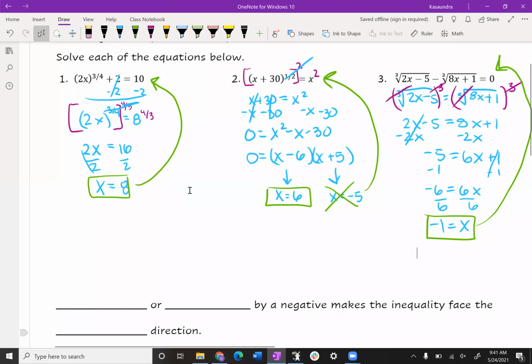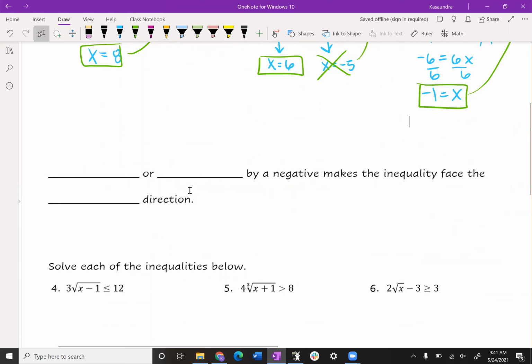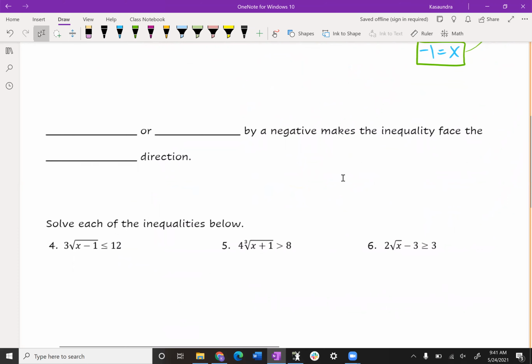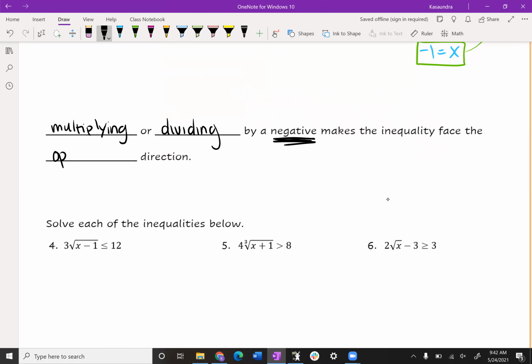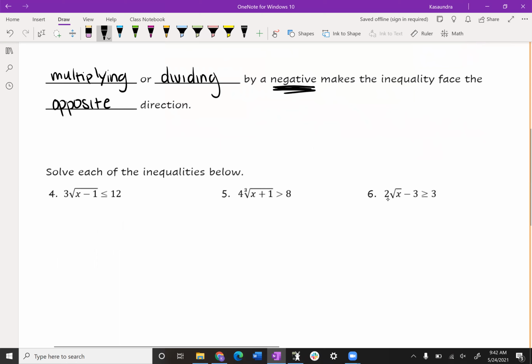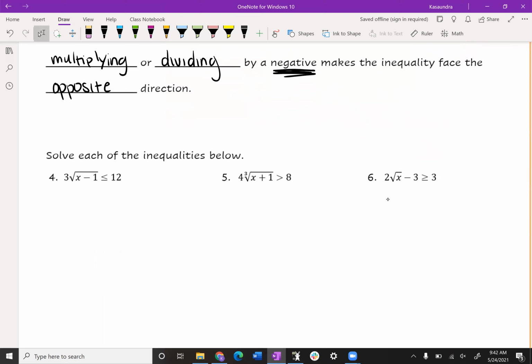All right, so let's go down to this. This one says blank or blank by negative makes an inequality face the something direction. So this is multiplying or dividing, specifically by a negative, makes the inequality face the opposite direction. So we're going to look at some inequalities here. It's not an equal sign, it's an inequality. Greater than, less than, greater than or equal to, less than or equal to.